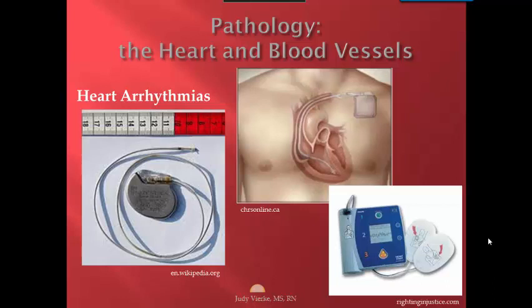We can also have a fluttering, which is rapid but regular, or a fibrillation, which is rapid and irregular, and these can happen in the atria or in the ventricle. If you have ventricular fibrillation, though, it is lethal and you will not be alive with that. You'll need to have CPR and a shock with that.